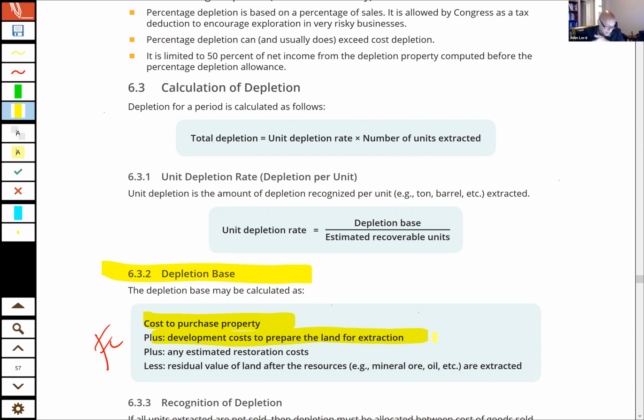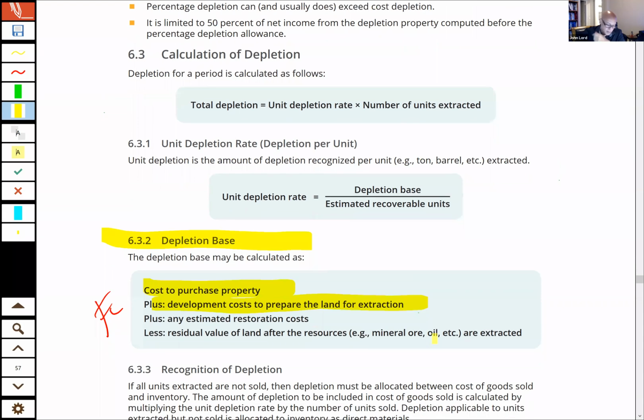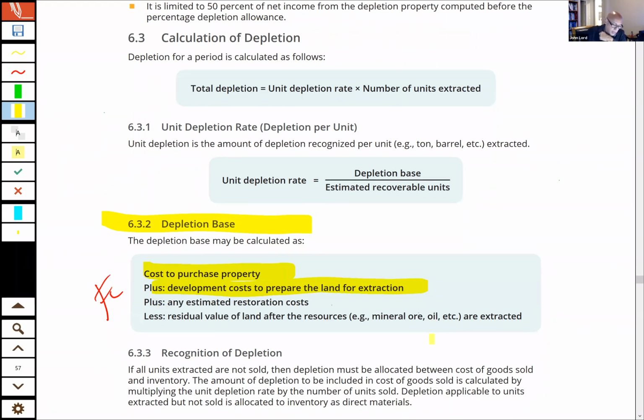So they have to have a way to get down there, and so that's part of the cost. Plus any estimated restoration costs. Look, you're not supposed to just leave a hole in the ground. You're supposed to fix it up. At the end, you're supposed to put a park on top of it or whatever, or you fix it up so it'll be appropriate for a foundation for a condo, and then you sell it to that condo dealer.